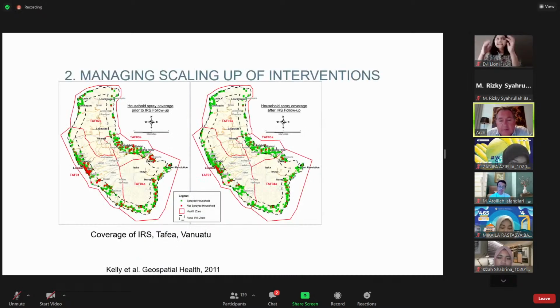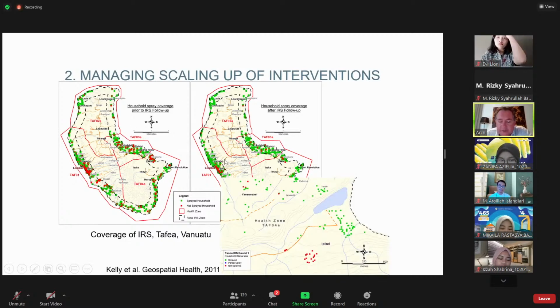And here we have an example of what the map looked like after one round of indoor residual spraying. So the green households are households that have been covered, and the red households are the ones that have been missed. And then that map was used to plan mopping up activities where they would go back and identify the red households and spray them. And you can see this was after the follow-up round of indoor residual spraying. And you can see that they got high coverage, but they did also miss a small number of structures.